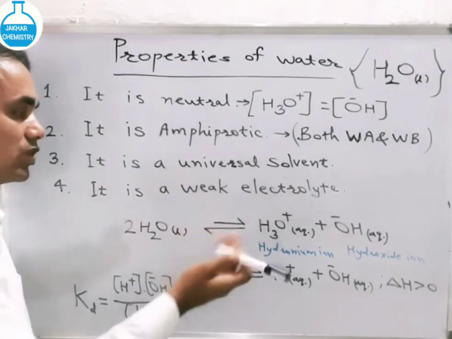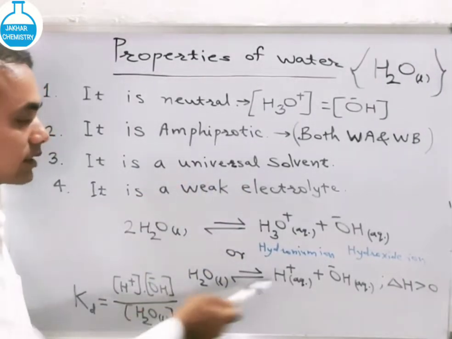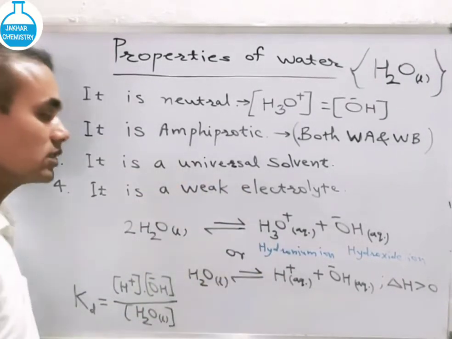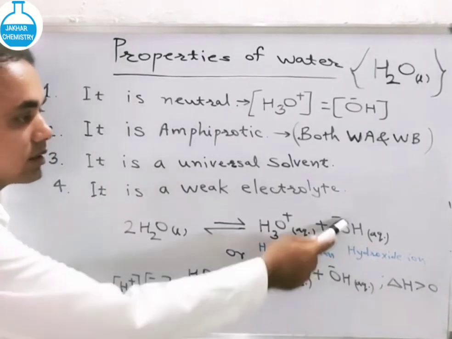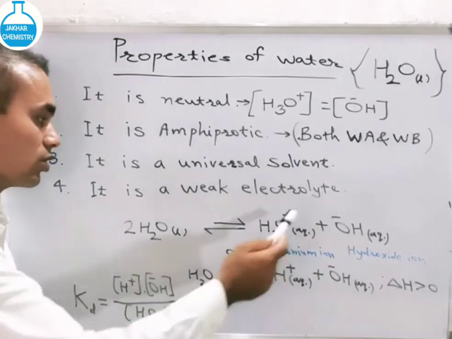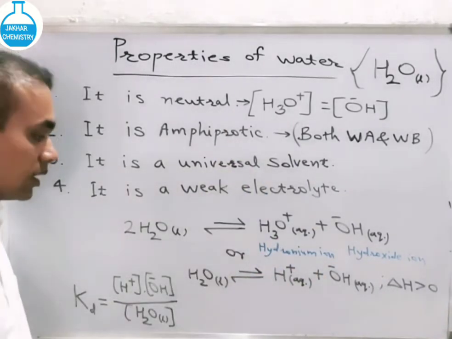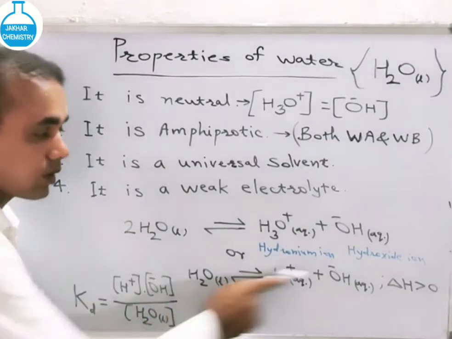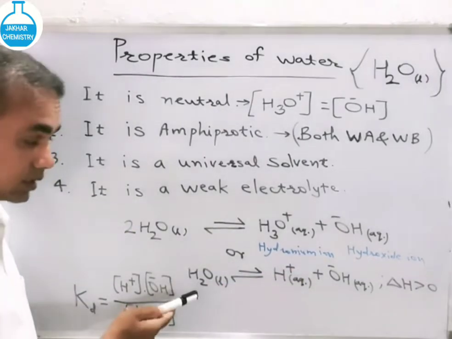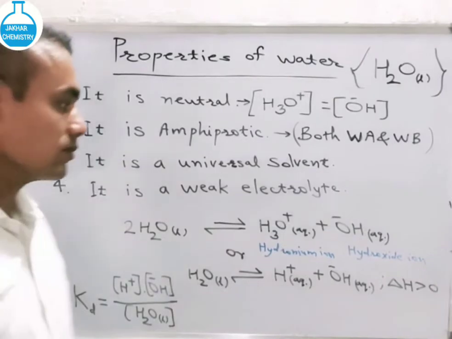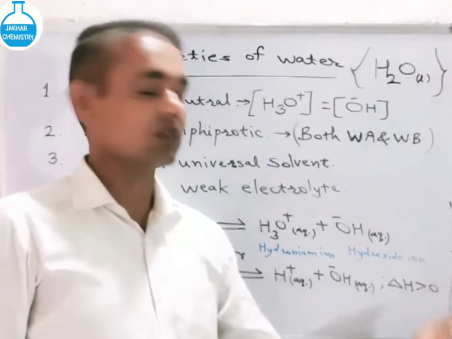And this reaction we can represent in a simple way like this. In place of H3O plus we can mostly write H plus and OH minus. So this is the hydronium ion and this is the hydroxide ion. This reaction is endothermic in the forward direction because it requires heat to dissociate water, and the enthalpy for this reaction is positive.